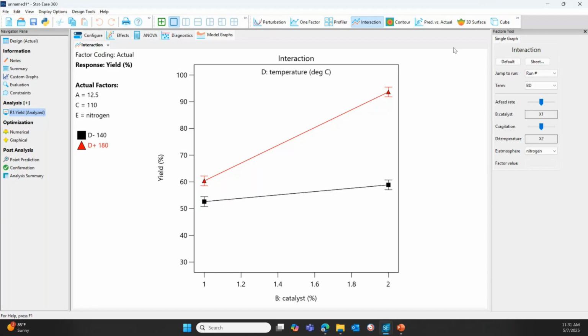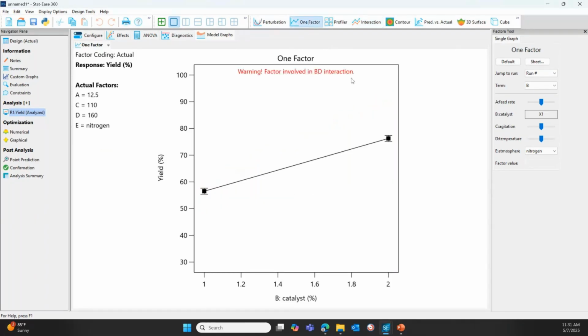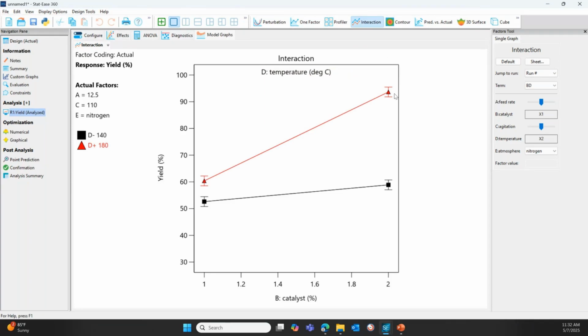With a one factor at a time approach, you can look at one factor plots, and it's going to warn you that you're missing most of the story because it's involved in an interaction. But had you done a one factor at a time experiment, that's all you would have known. You couldn't do the interaction. But here, now we know that, hey, one depends on the other.